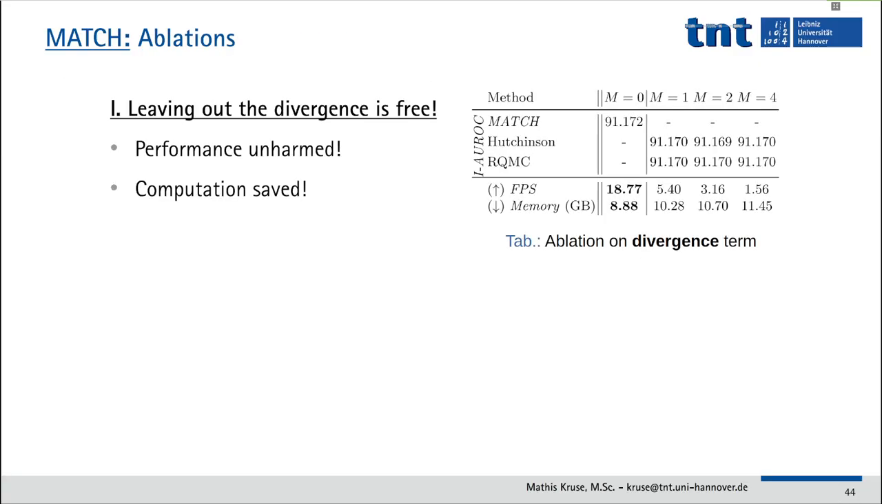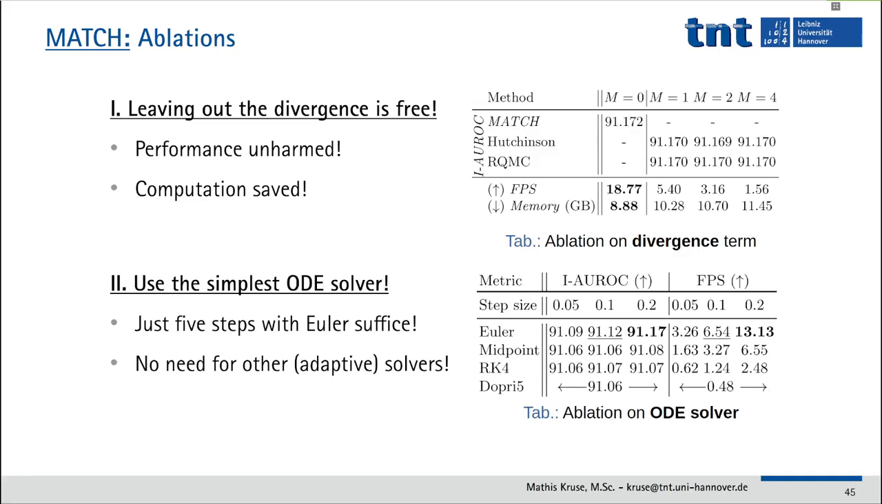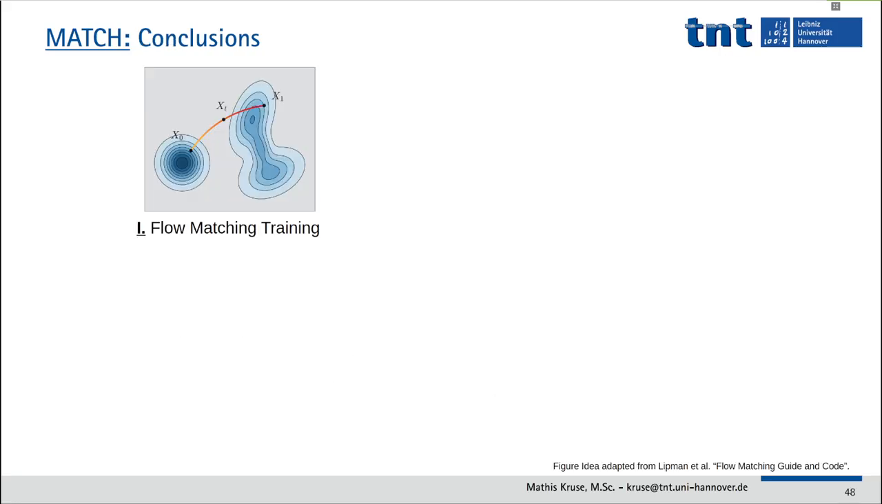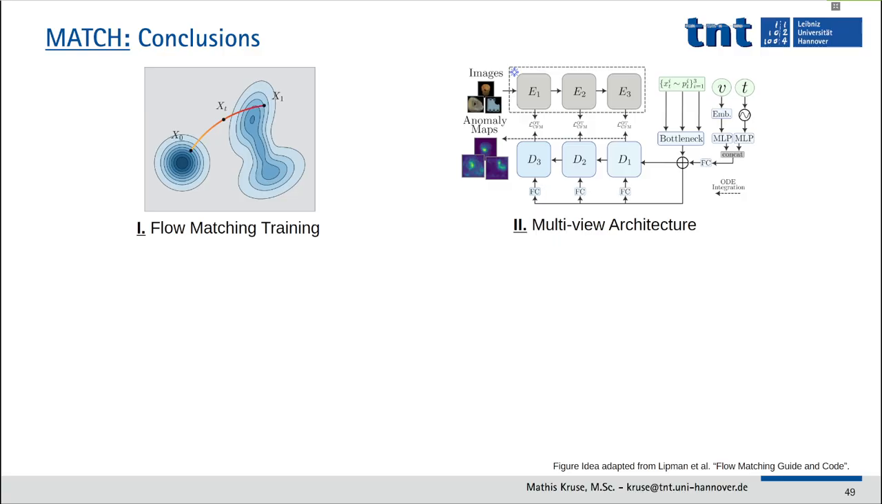Some of the ablations include that leaving out the divergence is essentially free, the performance is not harmed by it, and we save a lot of computation. Also, using the simplest ODE solver available is just the sensible thing to do. The Euler method with just 5 steps is enough to reach good scores. We do not need adaptive solvers. There are more ablations in the paper and appendix.